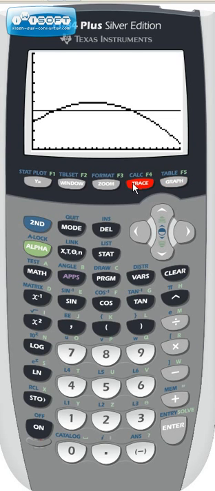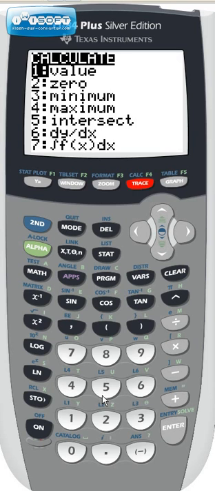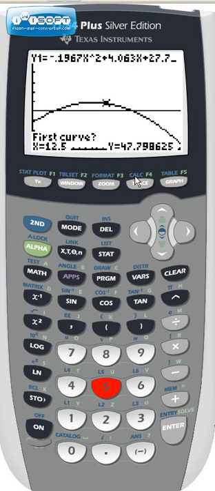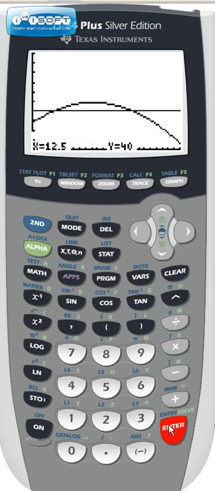So I'm going to go to second trace to get to calculate, and I want number 5, intersection. I'm on the first curve, click enter. I'm on the second curve, click enter. And I'm going to move a little closer to the point on the far right. And when I press enter, I get an intersection of approximately, and I'm going to round this off, 17. X equals 17, y equals 40. Remember, x is years, so approximately 17 years from 1991, the percent of high school seniors who have tried marijuana was 40%.